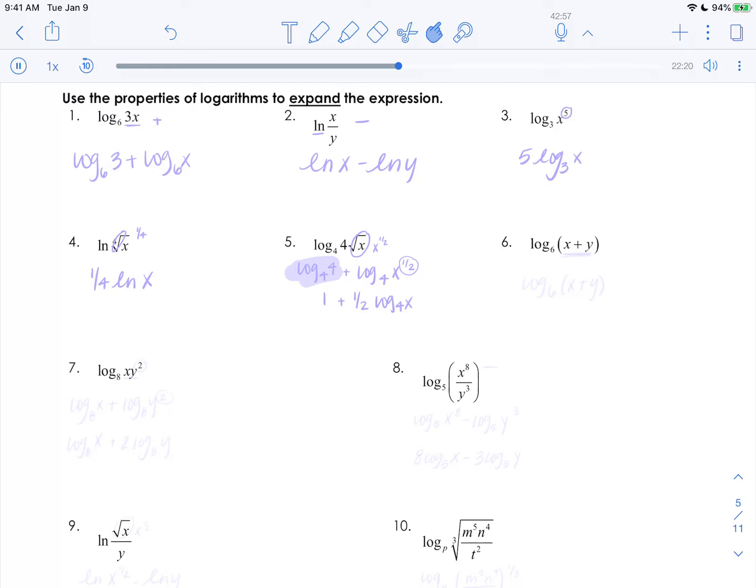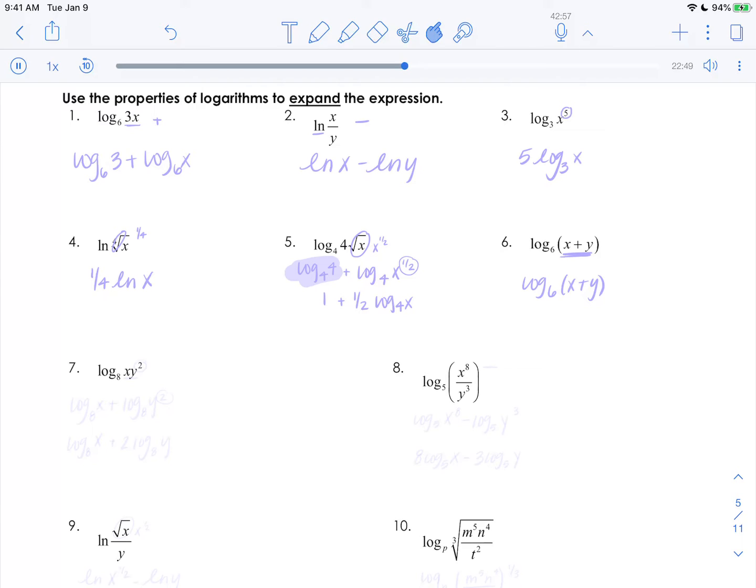Number 6, this is tricky. So on the inside, we're not multiplying anything, so we can't split it up with addition. We're not dividing, so we can't use subtraction. This is actually already expanded as much as it can be. If this was x times y, then we could split it up. But since you're adding in the argument, there's no little trick for how to do that one. So make sure to be careful of that.